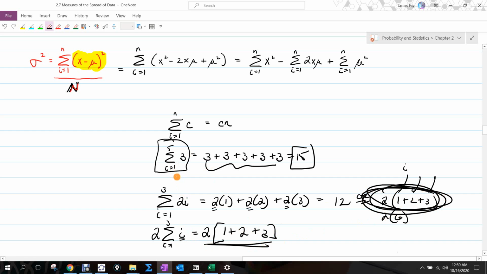So these are two rules that we're actually going to use up here. Right here, what we find out is this here, I can't do anything with that. But over here, remember what mu is? Mu is the mean.